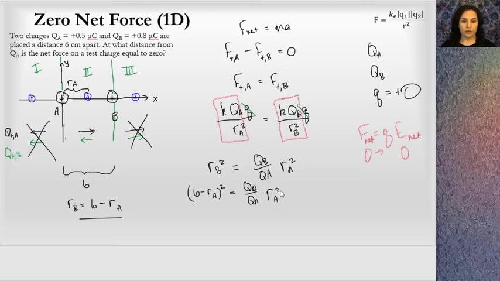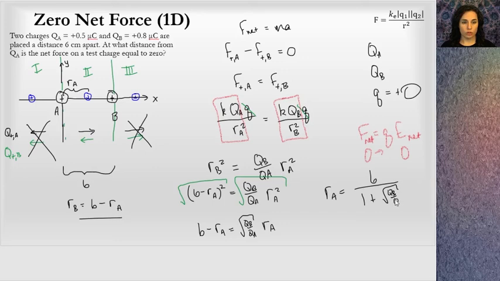times RA squared. Again, the strategy here, the easiest thing to do, I know your instinct might be to expand this expression, but it's way easier just to take a square root on both sides. And what you see is that you get 6 minus RA equals the square root of the ratio of those two charges, QB over QA, times RA. I'm going to isolate RA on one side. RA will equal, this will come over here, so I'm going to get 6 by itself, and then I can factor an RA out, and I get 1 plus the square root of the ratio of those two charges.